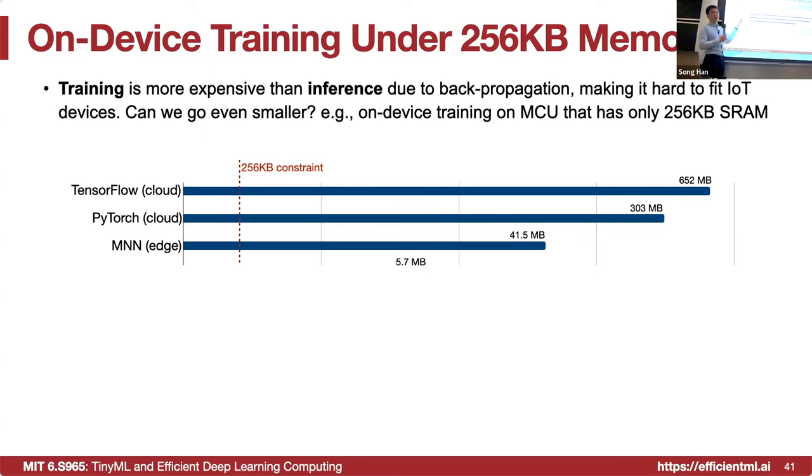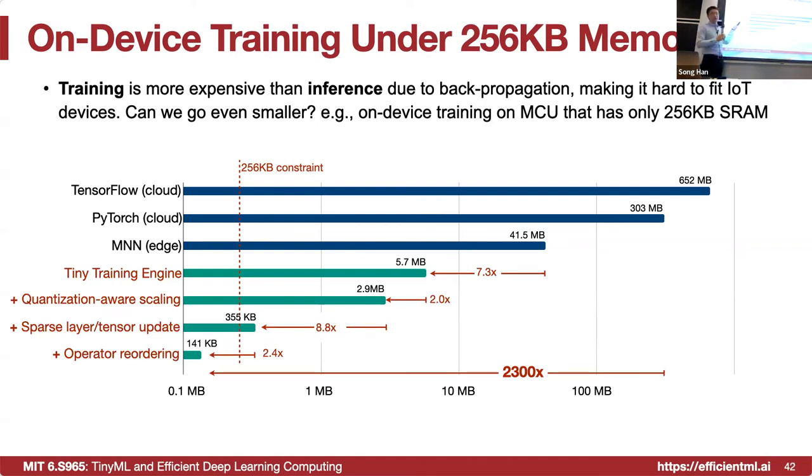So these are the existing frameworks' memory consumption, like TensorFlow to train, I believe this is the visual wake words model, requires 652 megabytes of memory, right? PyTorch, optimized for cloud, requires 300 megabytes. It's a small task, but there's a lot of overhead in the runtime. And also existing edge training infrastructure like MNN from Alibaba takes about 41 megabytes. That's still too much.